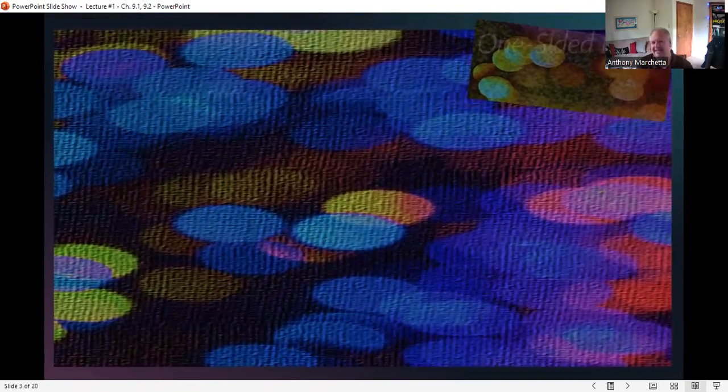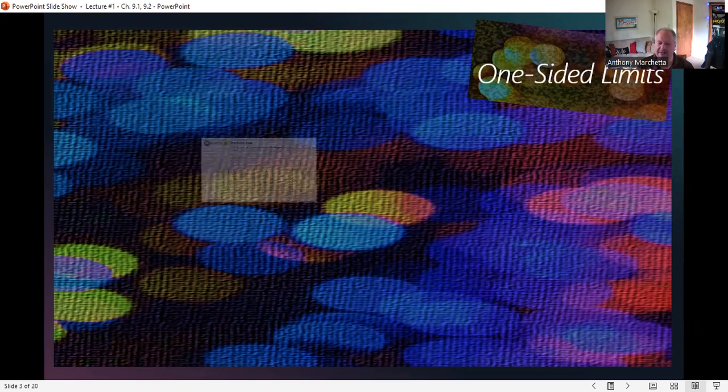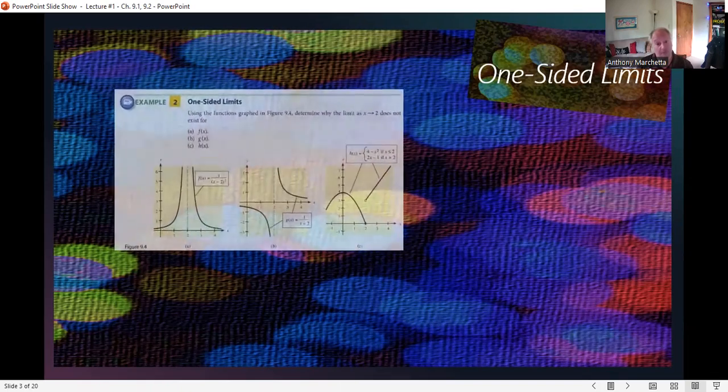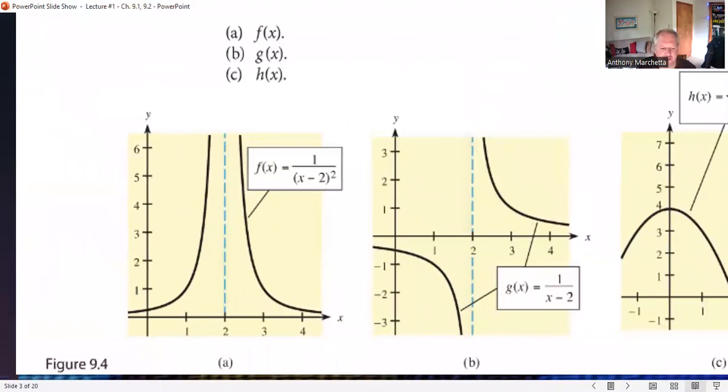All right, so now that we kind of have an idea of what limits are, and it's a funny idea, but they are practical and they do hold merit, especially as you go further into calculus when you start to try to figure out what the derivative is. In fact, if it wasn't for limits, we wouldn't have derivatives. So limits are a building block towards getting to derivatives. So using the functions graphed here, determine why the limit as x approaches 2 does not exist for each. So let's start by thinking about where x is approaching 2.